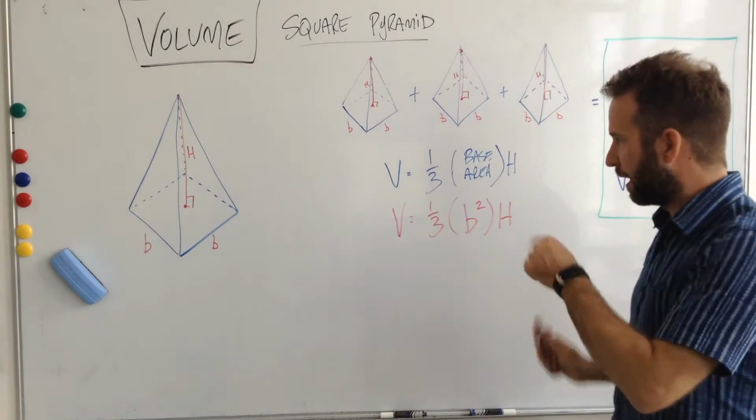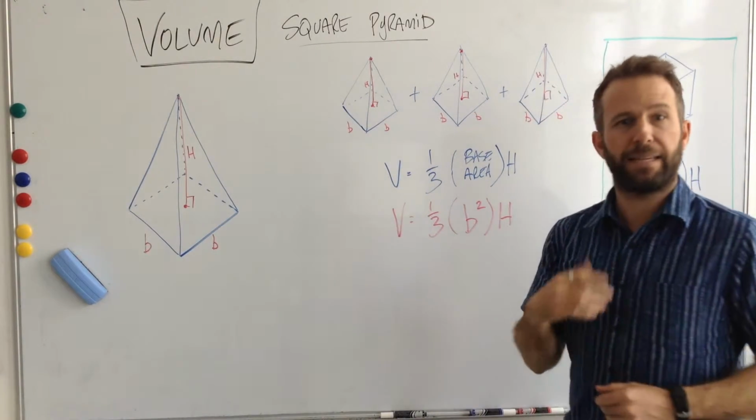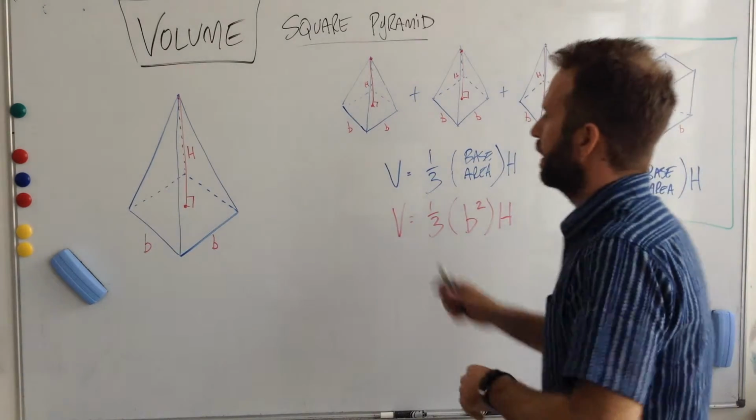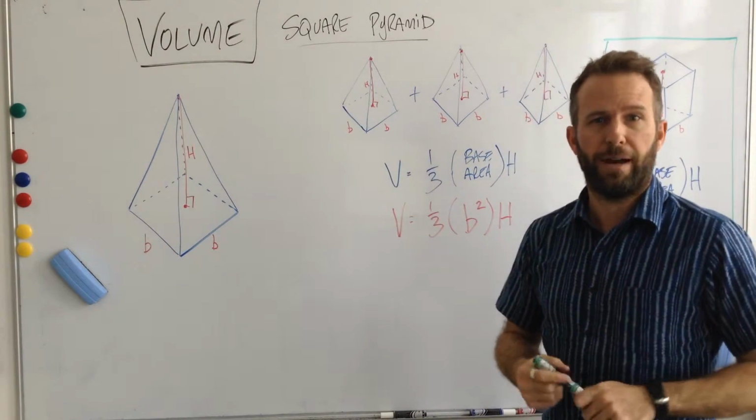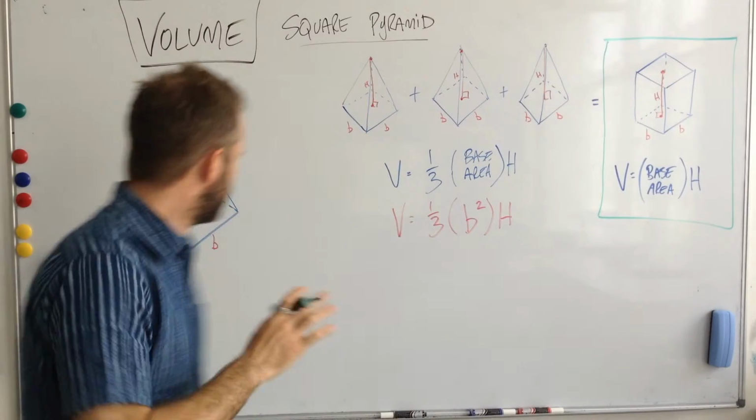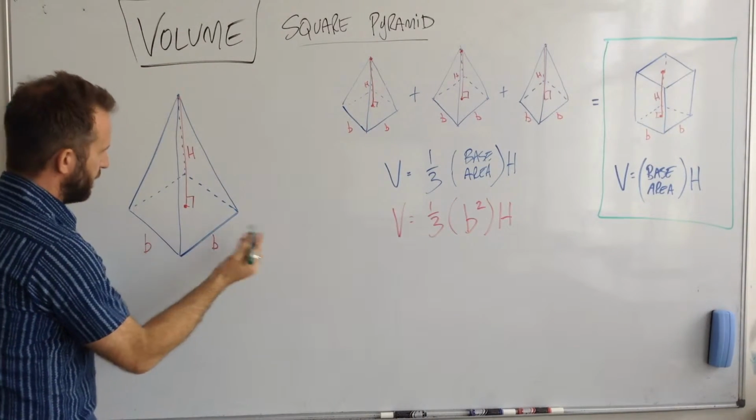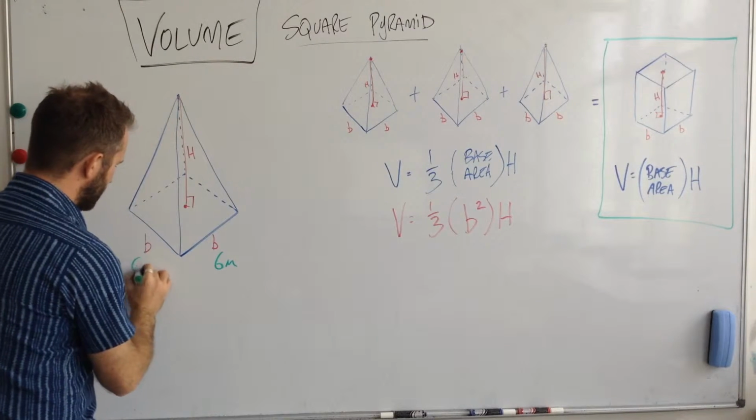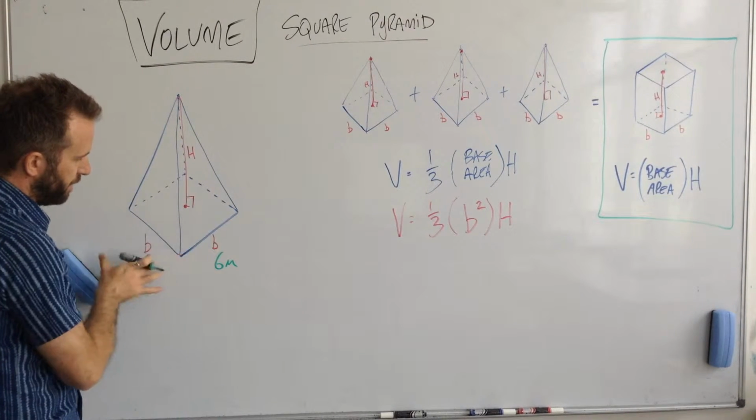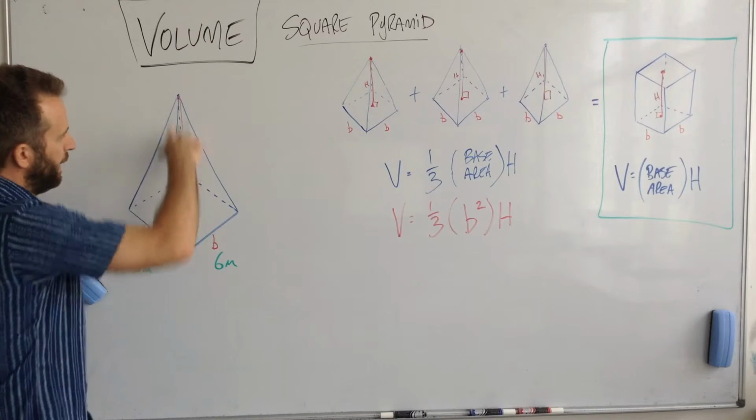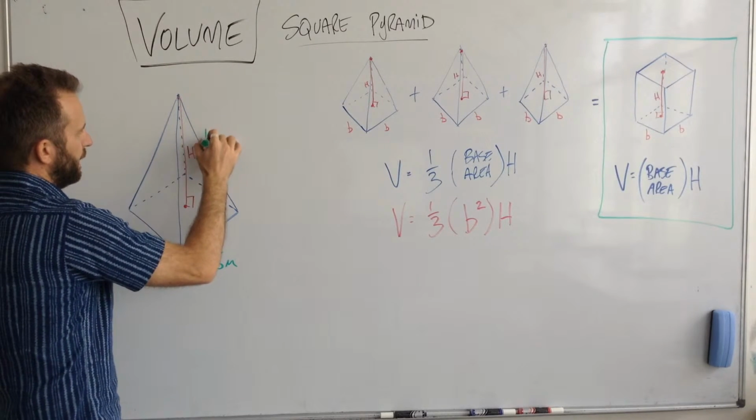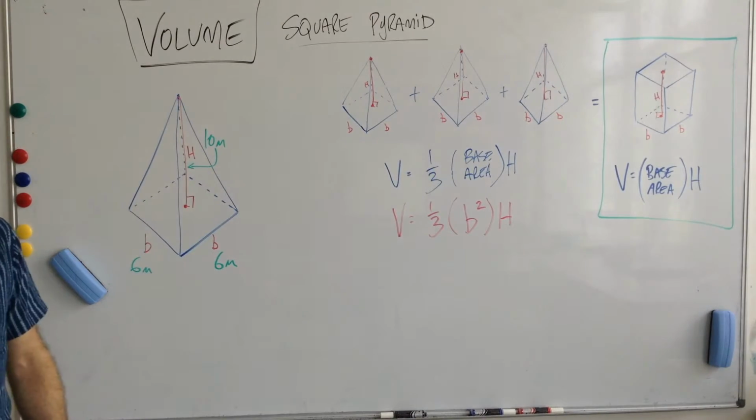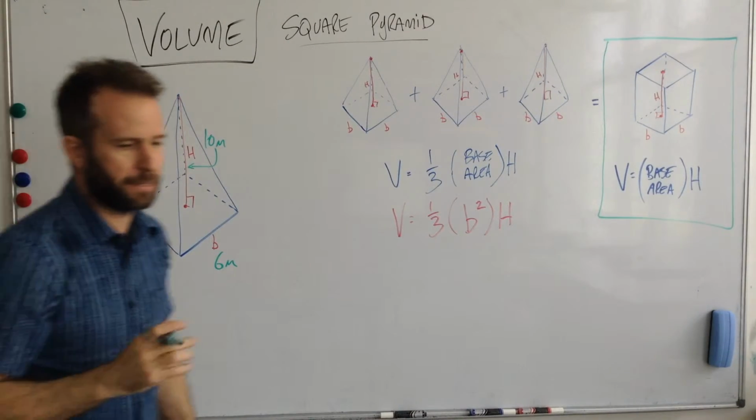So let's put a couple numbers into this and give it a try. Let me grab my green. There it is. And give an example a try. Okay, so let's say that the little b on this side here is, let's go with 6 meters. So that means this is also 6 meters here. So we have 6 meters by 6 meters on the bottom. And let's say that this height here is 10 meters. So our big H is 10 meters in that case.